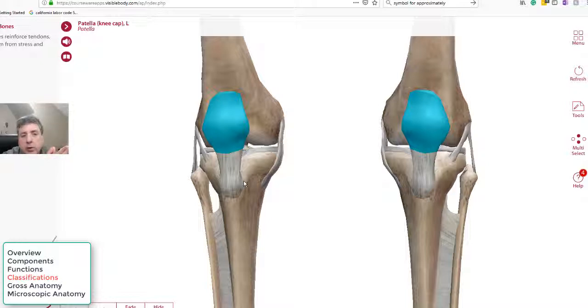And the next thing we're going to do, we're going to jump into the gross anatomy of bones, and then jump into the microscopic anatomy of bones. Okay, see you in a minute.